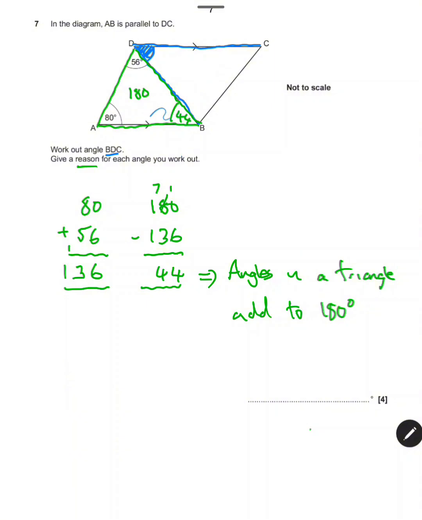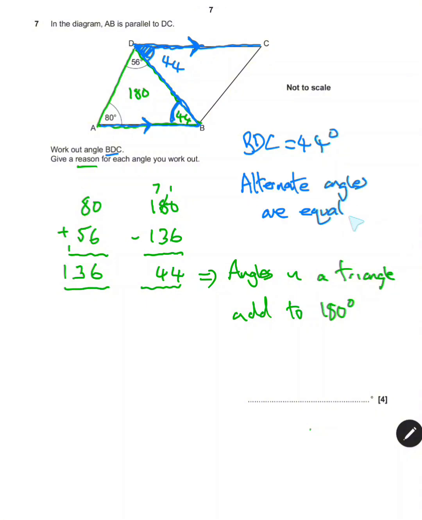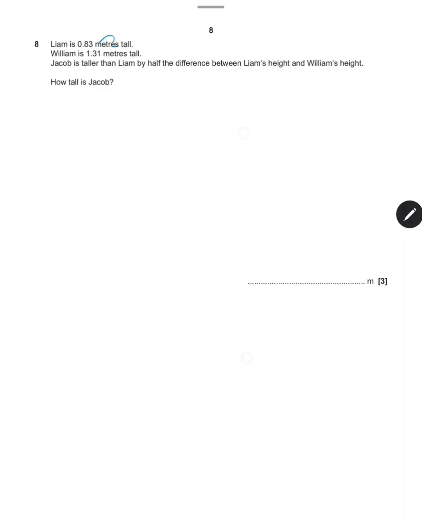What we can look at now is this parallel line going up here and meeting this parallel line. And what we've got is a set of co-interior angles. So the angle that I'm looking for is also 44 degrees. So I'm just going to write that down. And the reason is alternate angles are equal.